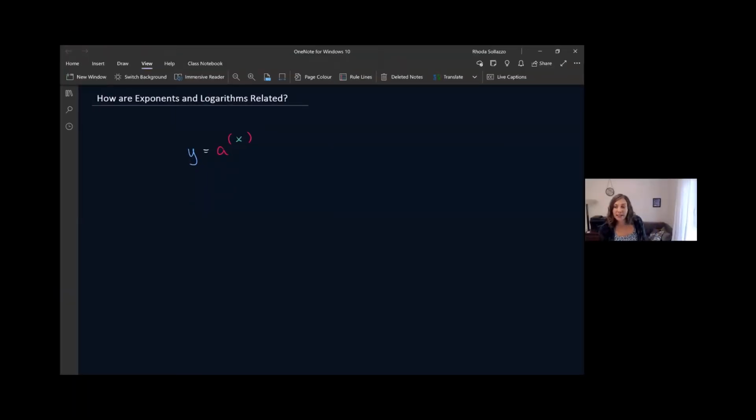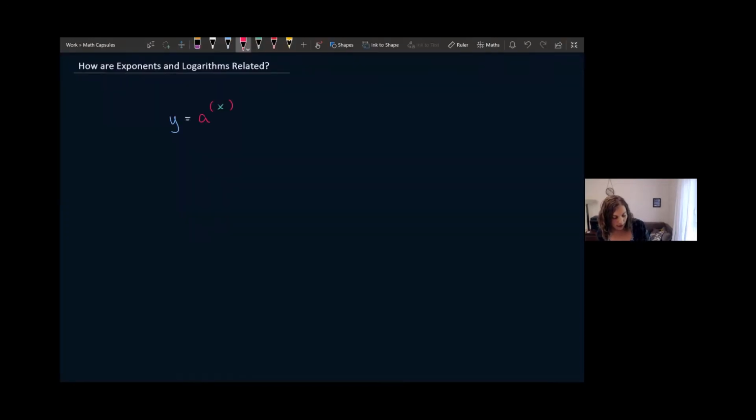Well, here's a basic exponential function. I have y equals a to the power of x. This is the simplest exponential function that I can write. A is the base, and that's just any positive number that I choose. That's called the base of the exponent. Now, that's really the function.